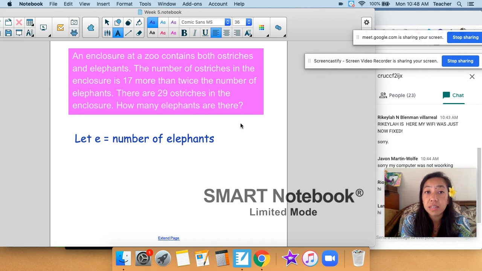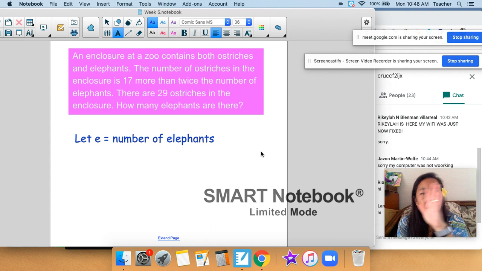So the number of elephants is what we don't know, and that's what we are looking for. So we're going to set up our variable, and we defined it to be let E equal the number of elephants. Once we have that set up, we can go back again and reread the problem.